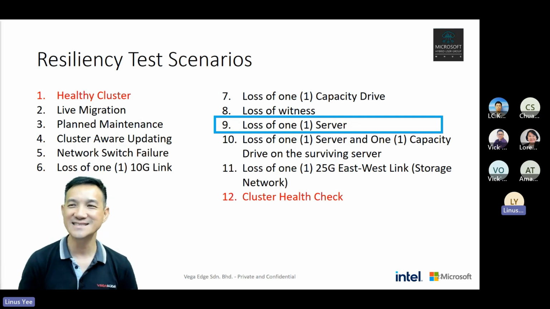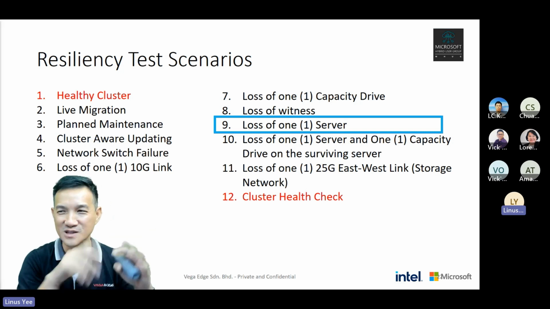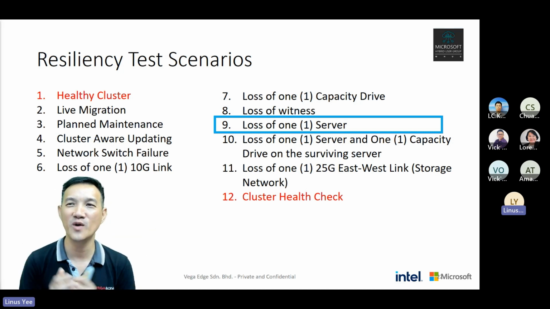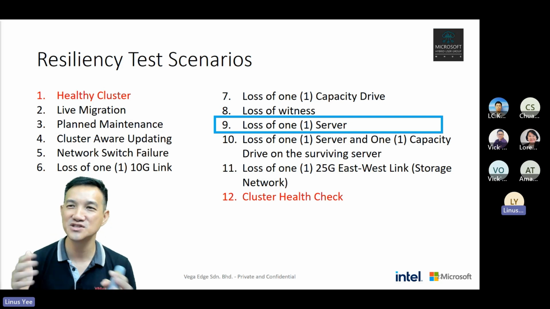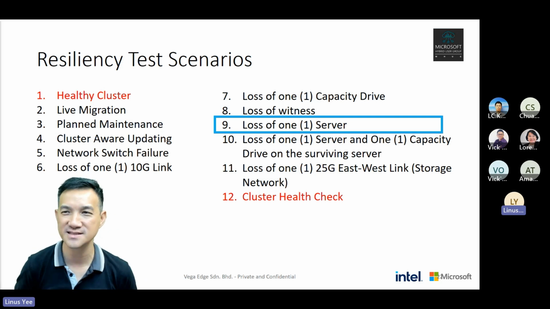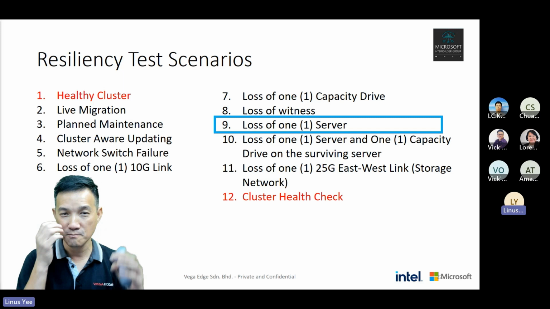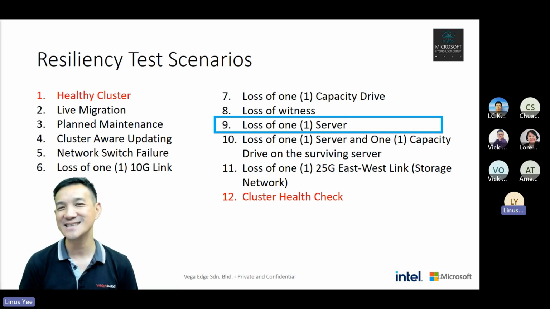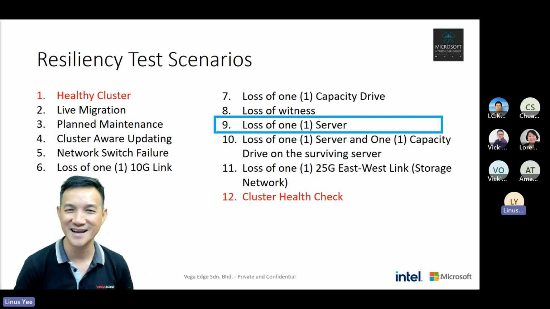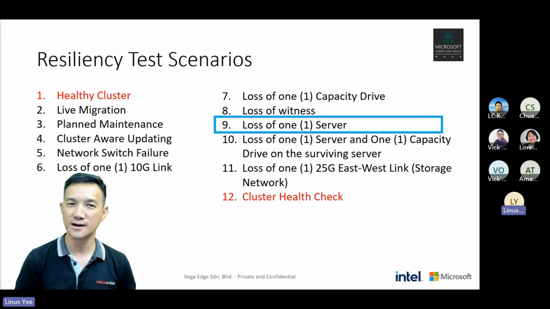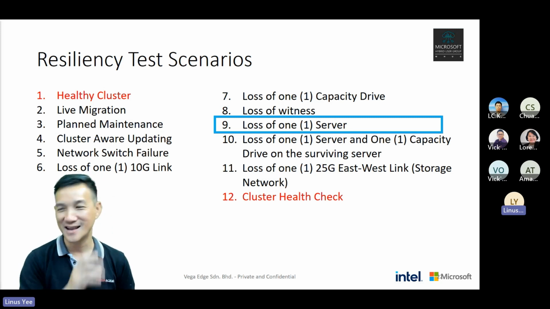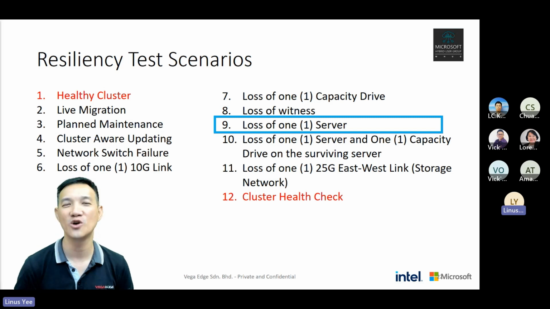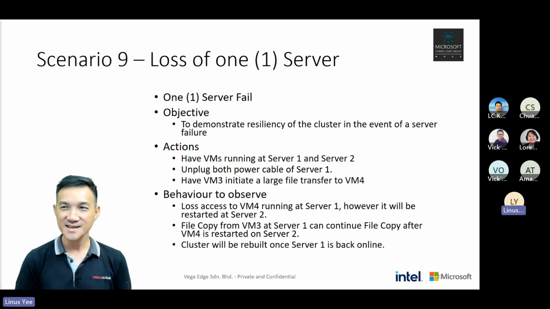Normally for the resiliency test, we will go through all 12 steps, telling them what a healthy cluster looks like, and then show them how to do live migration, what planned maintenance is, and so on and so forth. And we will conclude the entire resiliency test scenarios with another health check, which is a healthy cluster again. Due to time, we will only demo item number 9 here, which is loss of one server. We spell out the scenario first.